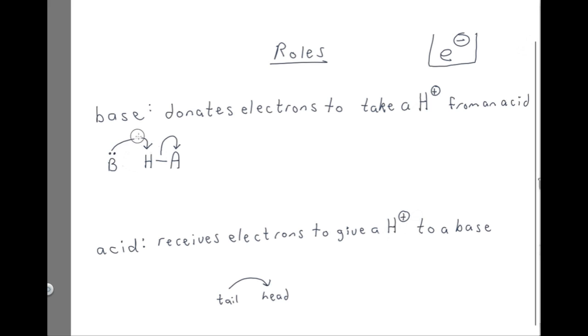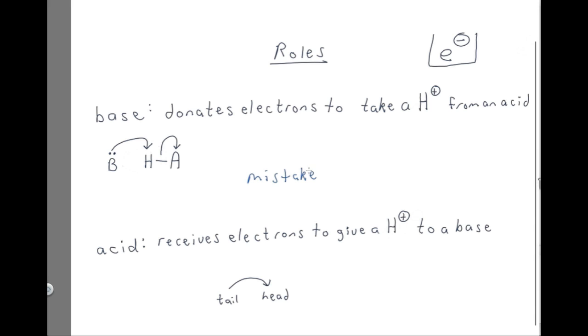The base is donating electrons to take this proton, and the acid is receiving electrons to lose that proton. All right, as I said, most students have a really hard time drawing the correct electron pushing arrows for an acid-base step. Let me show you some common mistakes that students make so you can watch out for that.